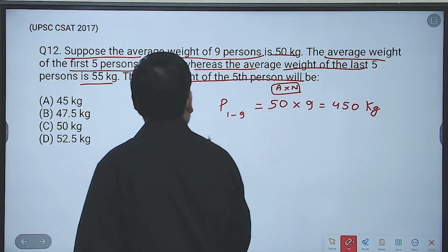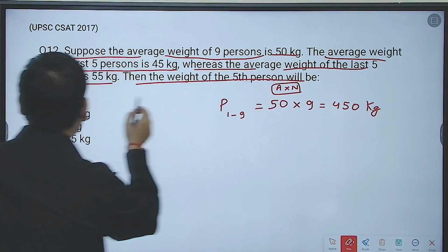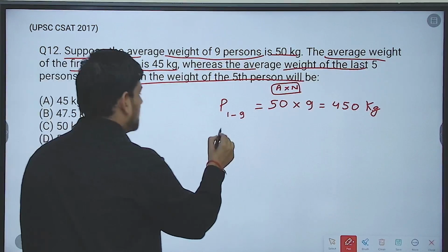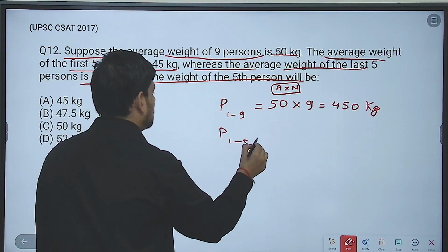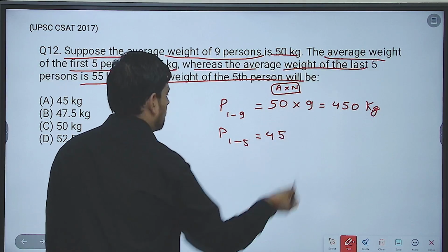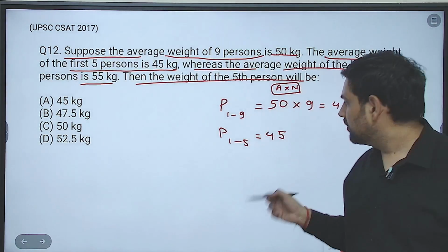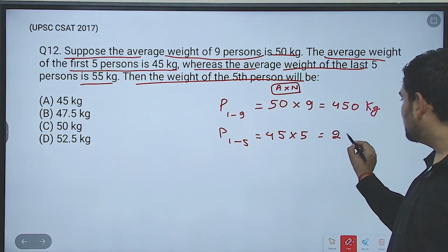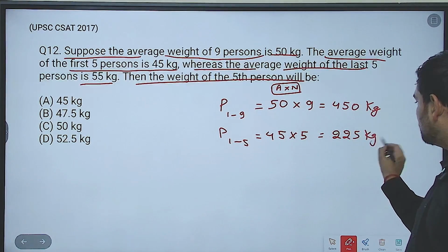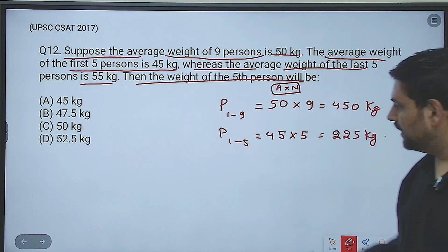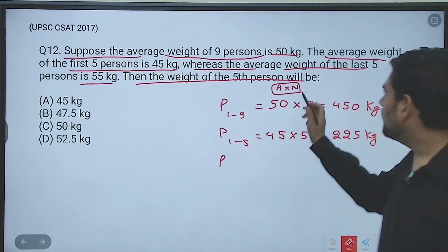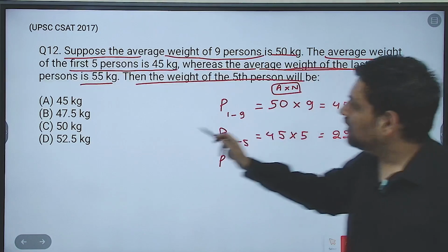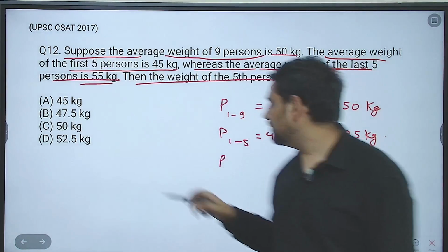Then, whereas the average weight of the first 5 persons is 45 kg. So first 5, P1 to 5, is 45 kg. So this is for how many people? 5 people. So 45 into 5, this is 225 kg. Correct? Then it is given, whereas the average weight of the last 5 persons is 55 kg.